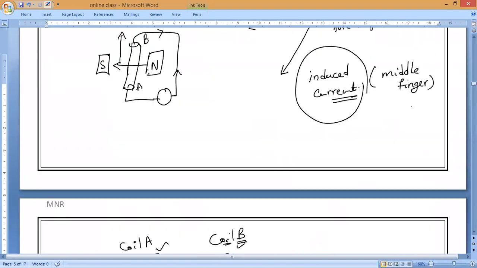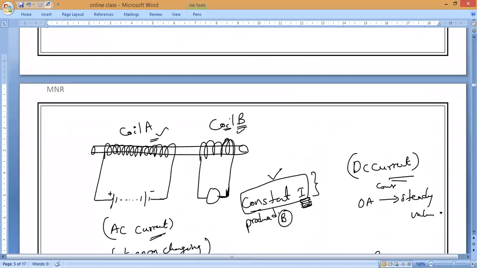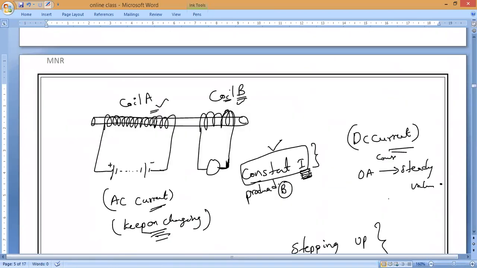So the experiment we will do with the DC current, because the current will go from 0 amperes to a steady value. Do you understand, everybody? 0 amperes to a steady value, so the magnetic field also will change, it will increase, and then become steady. That is what it is. But if it is connected to alternating current, then a current is continuously produced in coil B.